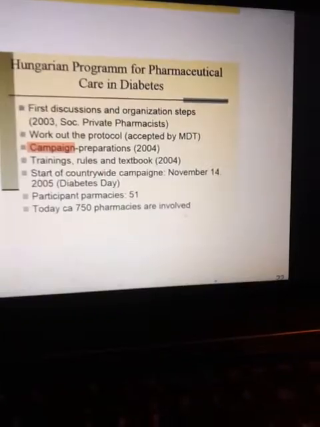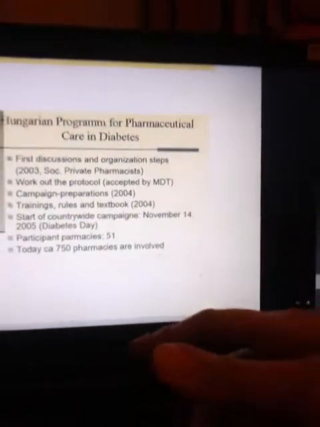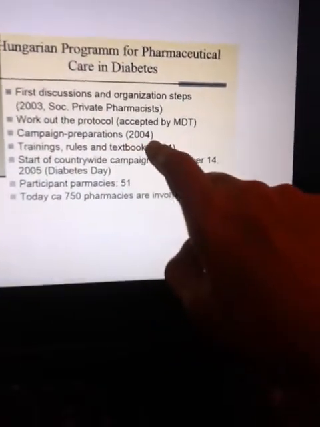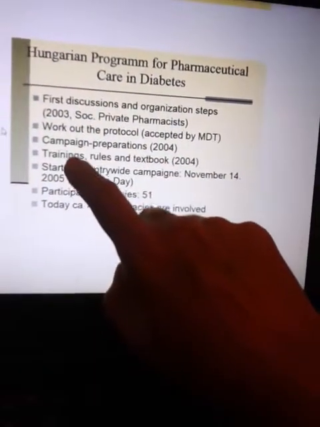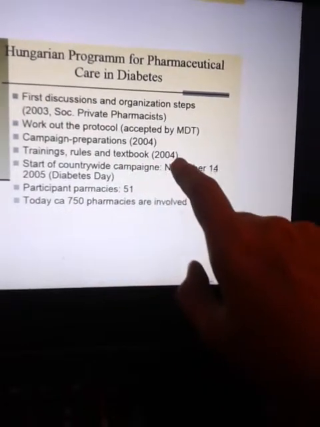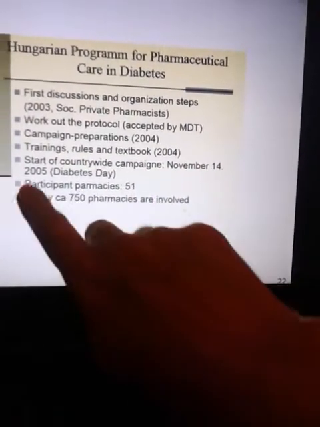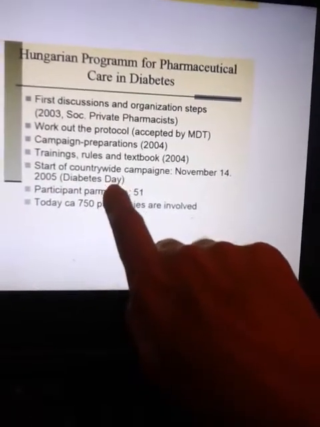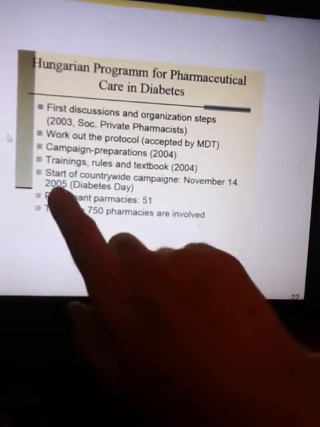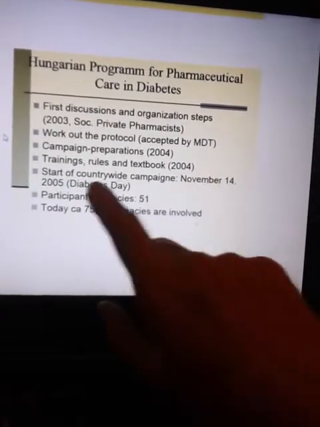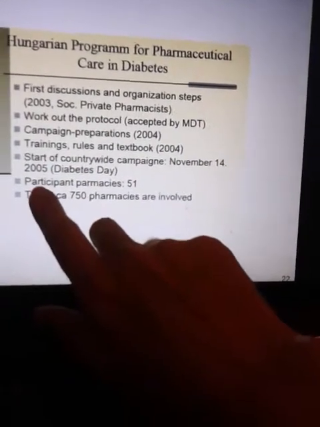Campaign preparation in 2004, one year after that. Training rules and textbook in 2004. Start of countrywide campaign on November 14, 2005, Diabetes Day.